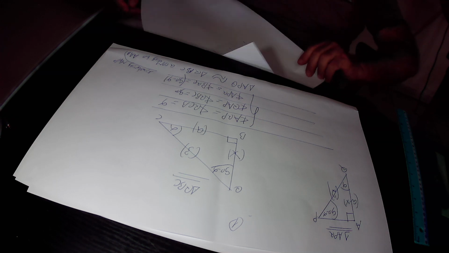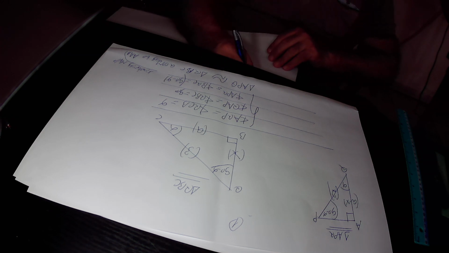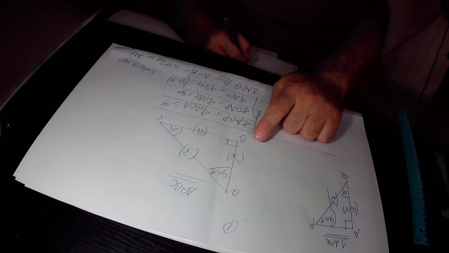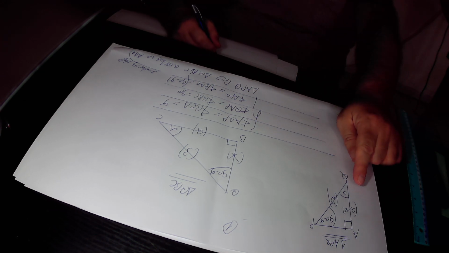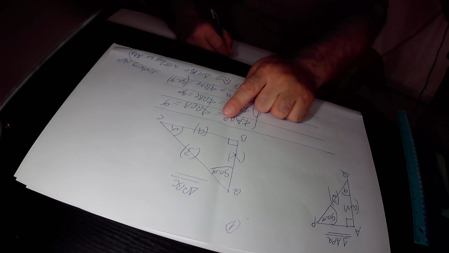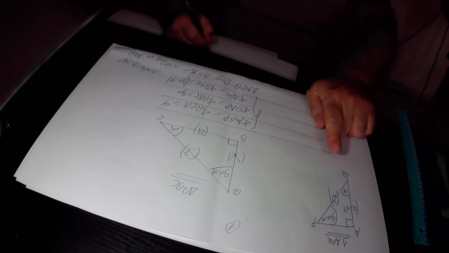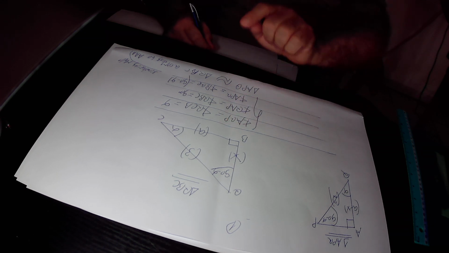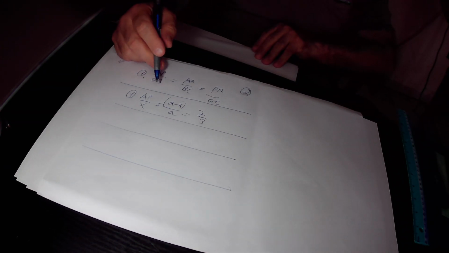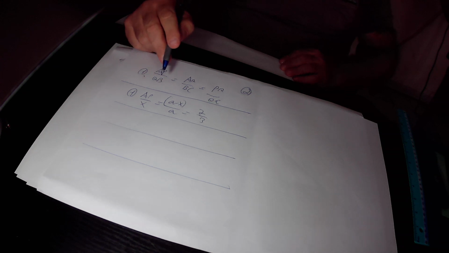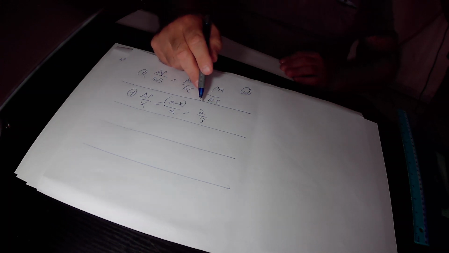AP is the missing side, so we substitute the lengths. AP over QB is X, and it is also equal to AQ, that is A minus X, over BC, that is A, and it is equal to PQ, that is 2, over QC, that is 3. So in total, we found out that AP over X equals A minus X over A, and it is also equal to 2/3.